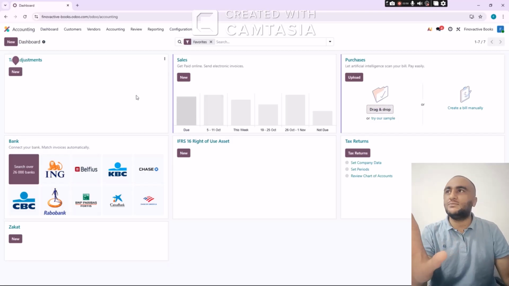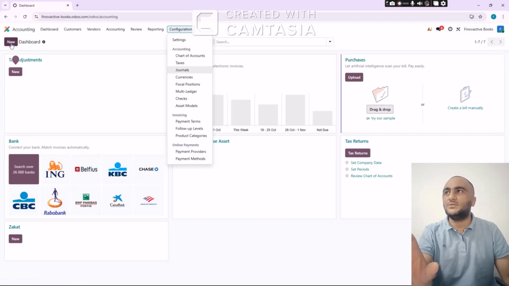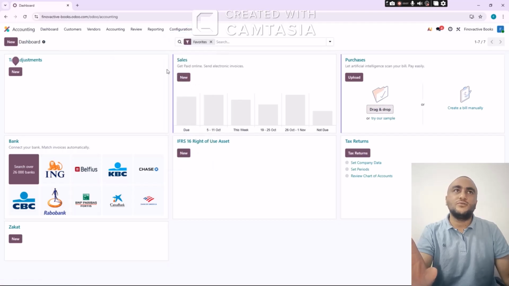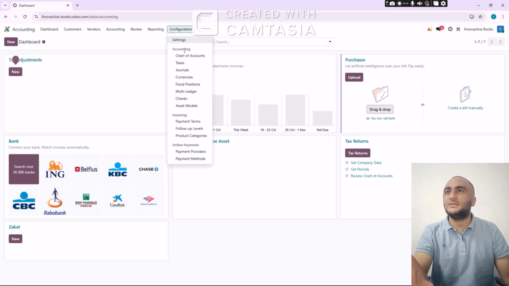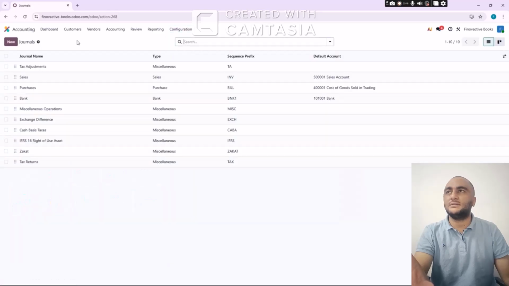You can customize this dashboard by going into journal. You can change this, you can create a new journal on the dashboard. So it's very easy, it's a very good design. You can change it here by clicking new, and you can also change it from here in journals.